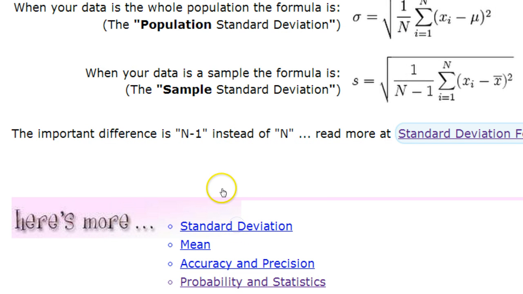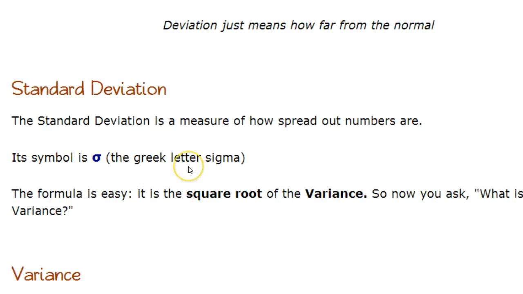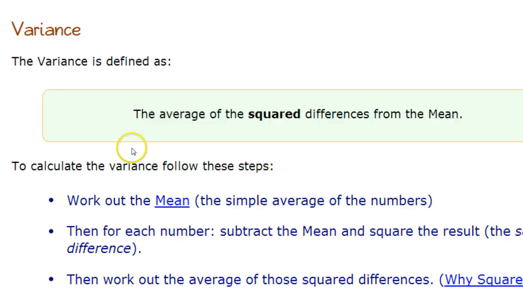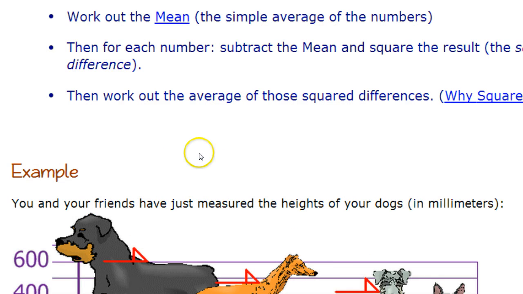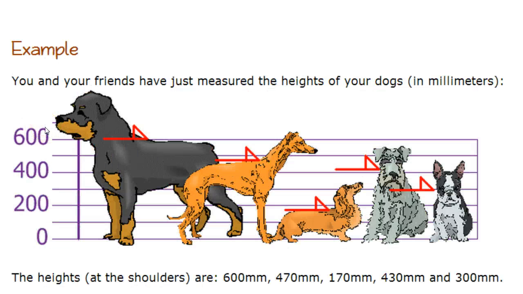Okay? And now that I've shown you what the formula is, what does it do? It's a lowercase sigma, okay? And the variance is defined as the average of the squared differences from the mean. So to calculate this, let's explain what it does.